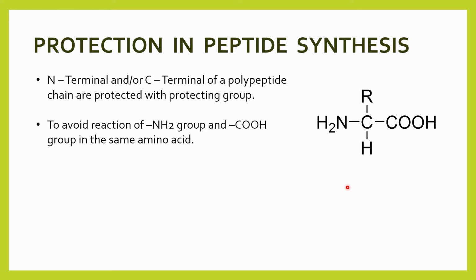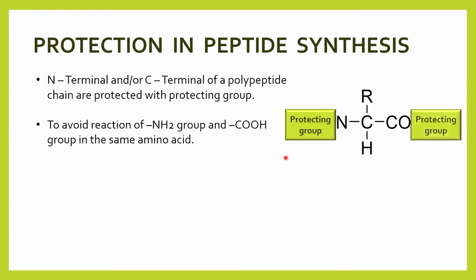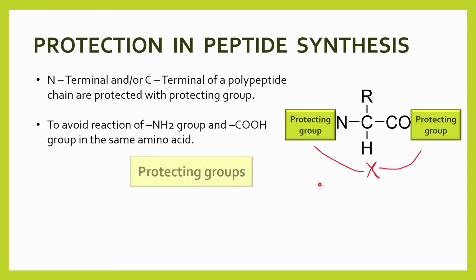So, in order to stop their reactivity, we use protecting groups on either the N-terminal or the C-terminal or both of them. So according to this point, we know that to avoid the reaction of the NH2 group and COOH group in the same amino acid, we would use protecting groups. A protecting group would be applied on the N-terminal and the C-terminal so that the reaction between both these functional groups does not take place.